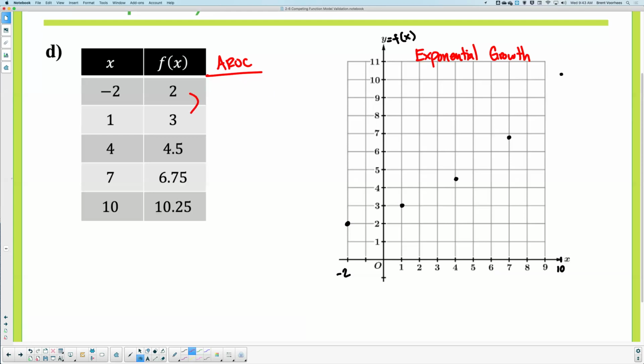Desiree, how much am I changing by going from 2 to 3? 1. And my x's are changing by 3 here. Okay, how about 3 to 4.5? By 1.5? Now, here's what I'm trying to say. If it's linear, you're expecting to see the same amount every time, or relatively the same amount. If it's quadratic, you see how this increased by 0.5? You're expecting it to change by the same amount every time. But how much does this change by?